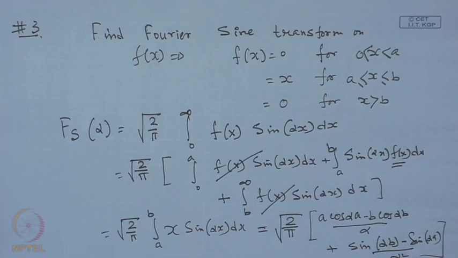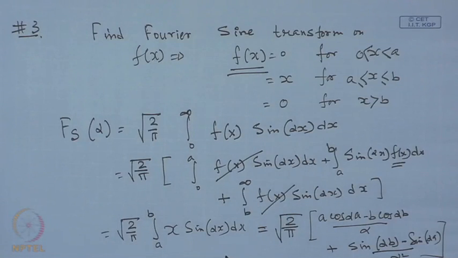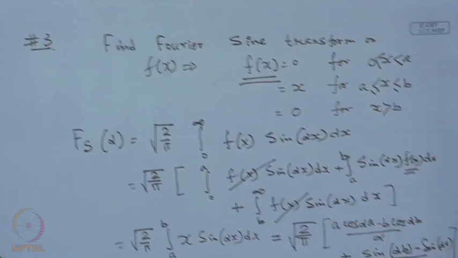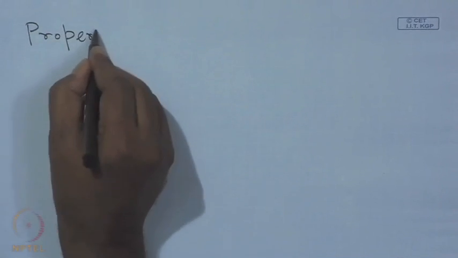So, likewise, if any function f(x) is given, we can carry out the Fourier sine transformation, we can carry out the Fourier cosine transformation, we can find out the Fourier transformation as well on the function f(x). So, this way, by the definition of Fourier transformation, one can find the transform in the alpha domain from the x domain. Okay. Next, we look into some of the properties of the Fourier transform.